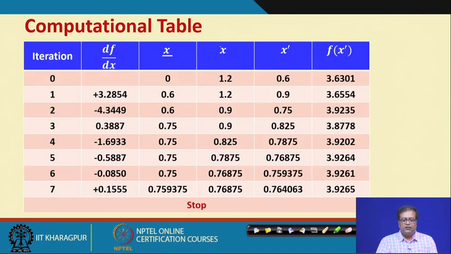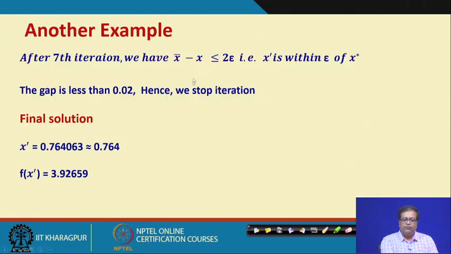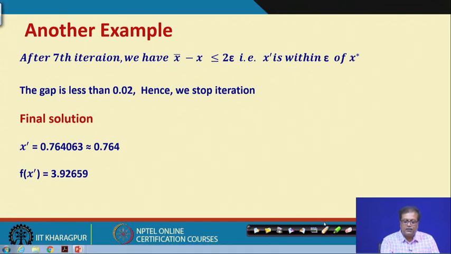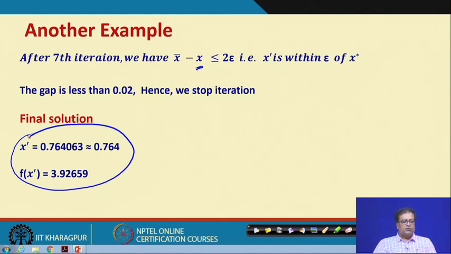So, here is the computation table, like this we continue, and finally after the 7th iteration we get a reasonably good value. So, we have x bar minus x underline, we stop, and the gap is less than this, and these are our final solution, right. So, this is how we can solve single variable NLP problems by the first derivative and the second derivative, right. So, these are on the easier side.